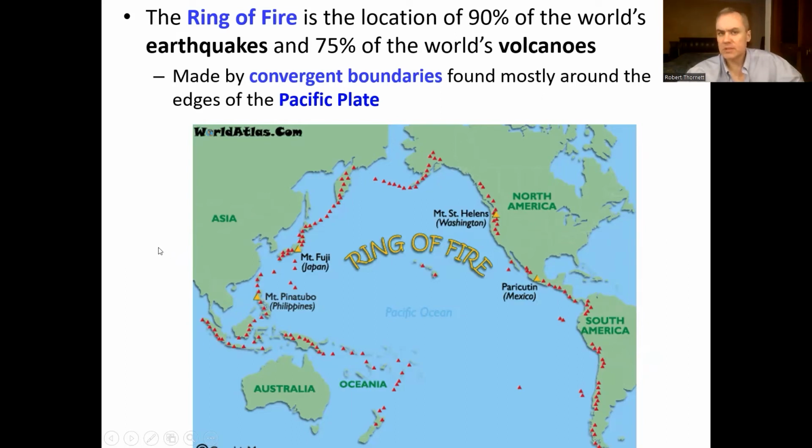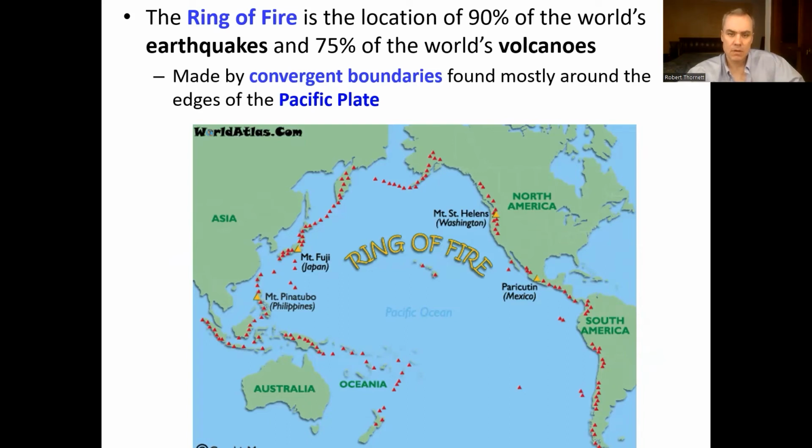And just to be clear, we didn't say that all volcanoes are on the Ring of Fire. We didn't say that all earthquakes are on the Ring of Fire, because there's still a lot of volcanoes in other places. Remember, we said that diverging boundaries can create volcanoes too, but not as many as converging boundaries. And there's also earthquakes along diverging boundaries and even transform boundaries too, but not as many as the Ring of Fire.